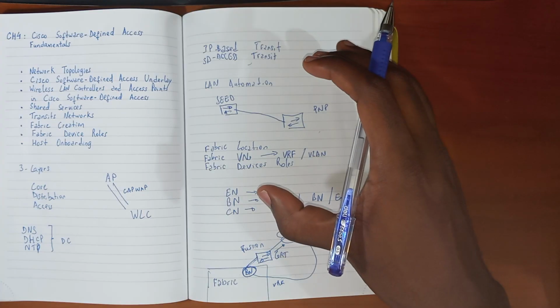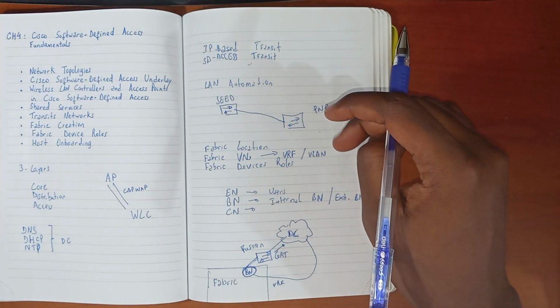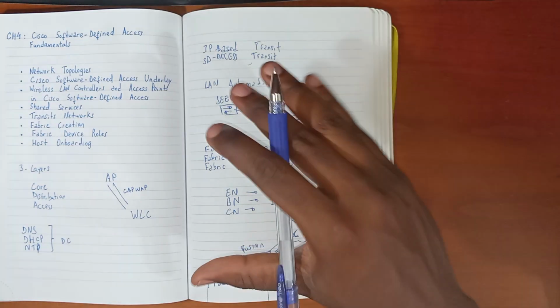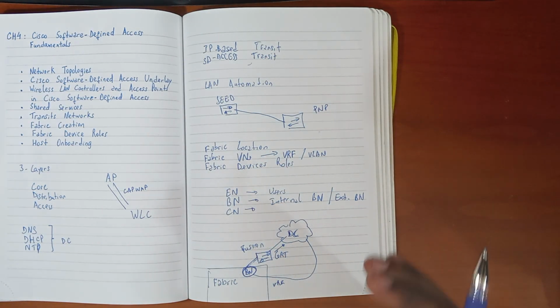So this is what is covered inside chapter number 4, Cisco Software Defined Access Fundamentals. So these are the fundamentals, and in the next chapter we are going to go deep inside of these subjects.